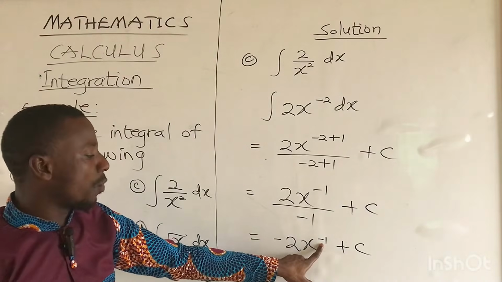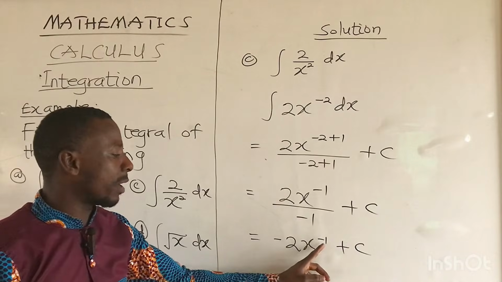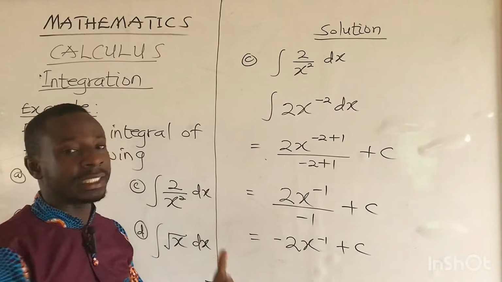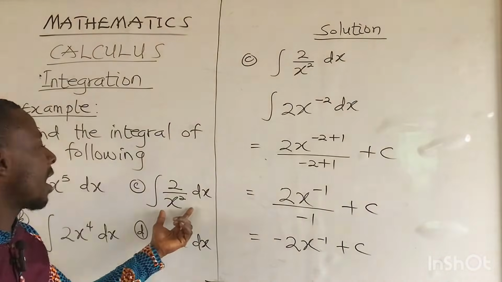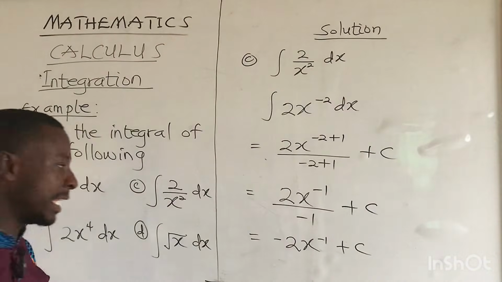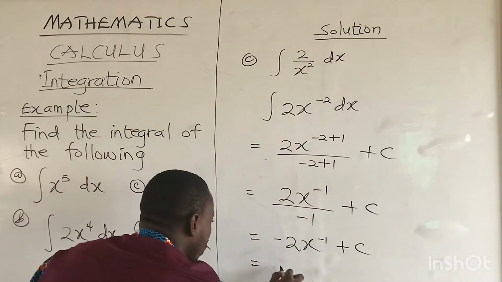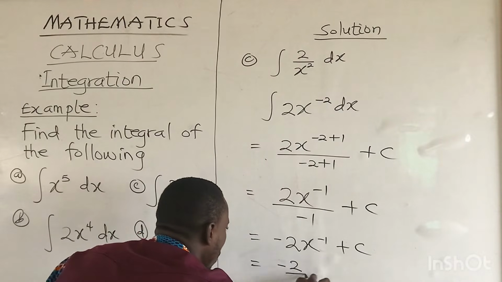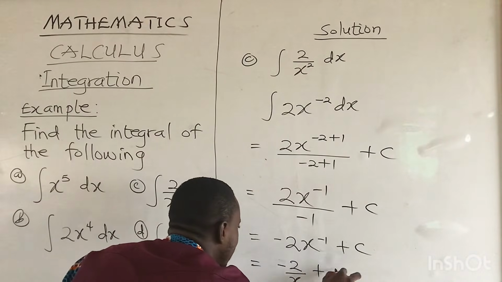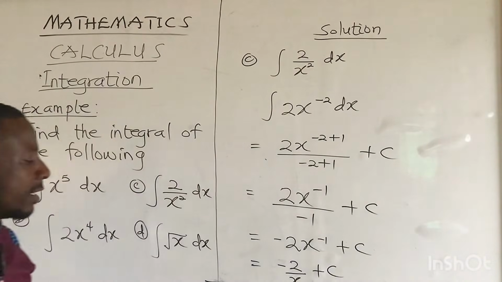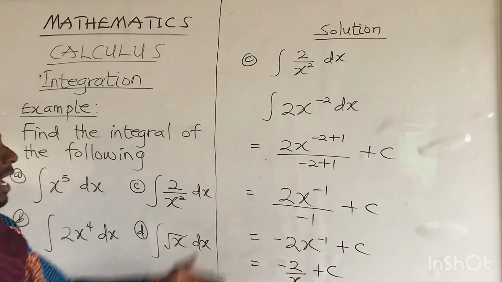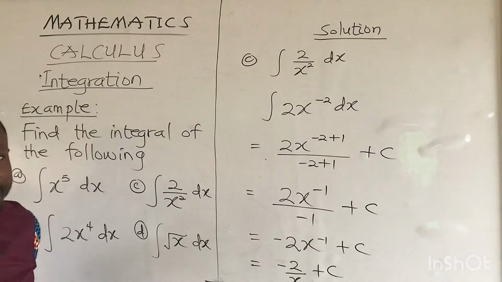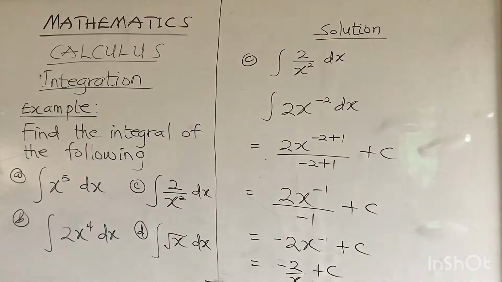From here, we can also bring the x power negative 1. We can rewrite it in a fractional form, just like how the question was given initially. So this will be equal to minus 2 over x plus c. And this will be the final answer. So now let's look at the last one.